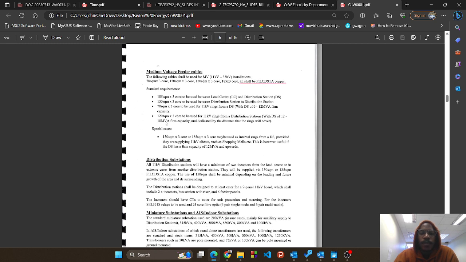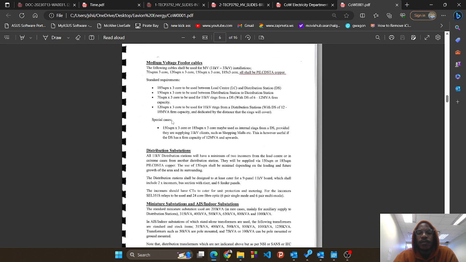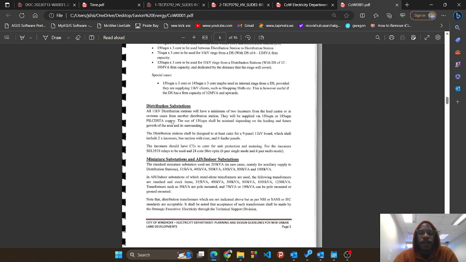So those are the standard cables that you can use for the reticulation project, and this varies from different town councils. But in order for them to approve you for a reticulation project, those are the cables we usually use.